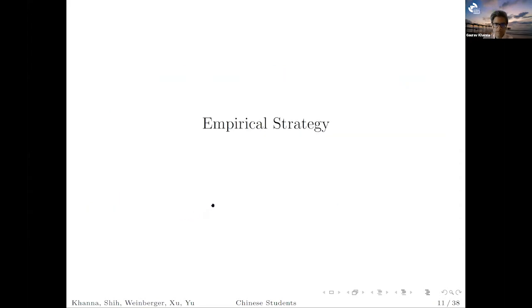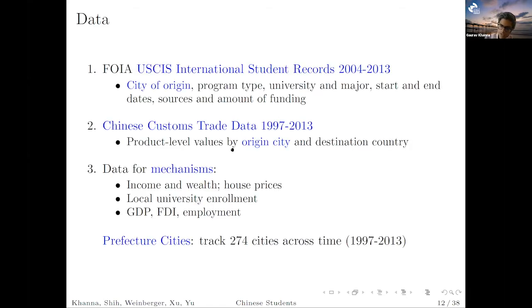Okay, so let's go into the details of the empirical strategy. What we do is we get together a few cool new data sets, actually.